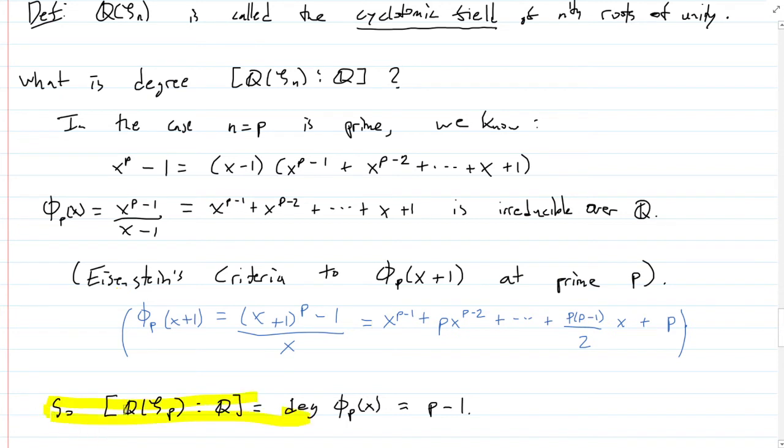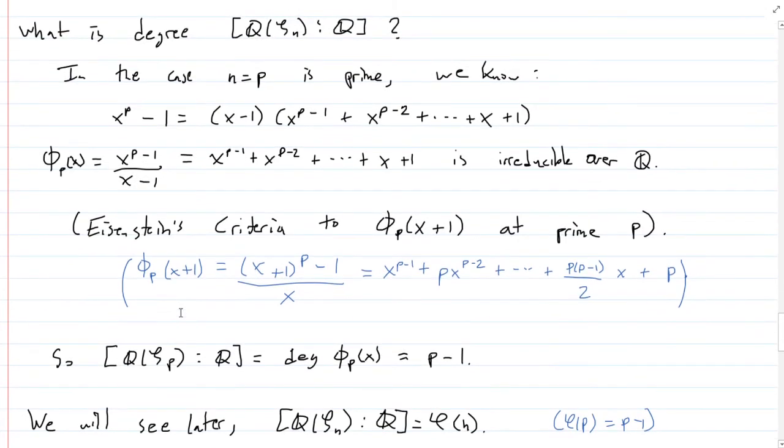So the degree of the pth cyclotomic extension is the degree of this cyclotomic polynomial, which is p minus 1. So we know the degree of the pth cyclotomic field, and later on we're going to see that the degree of the nth cyclotomic field is phi of n, the Euler totient function, which is the number of primitive roots. Phi of p is p minus 1, so that checks out right there.